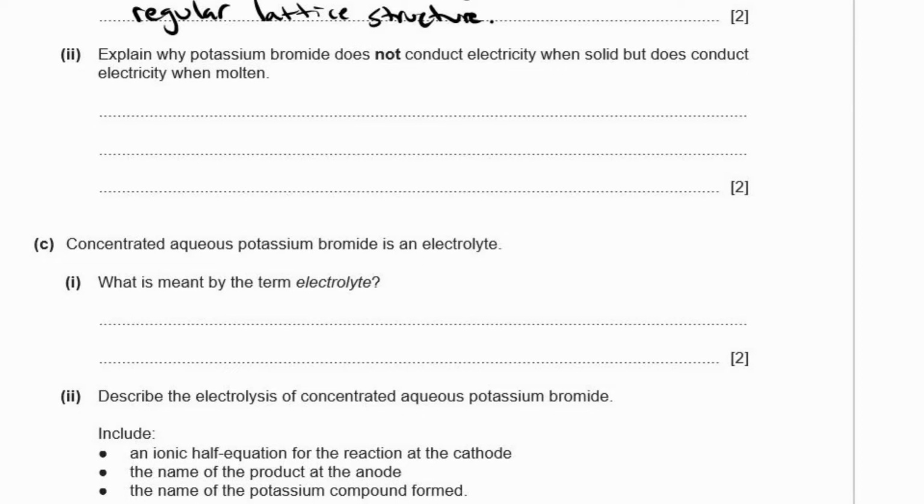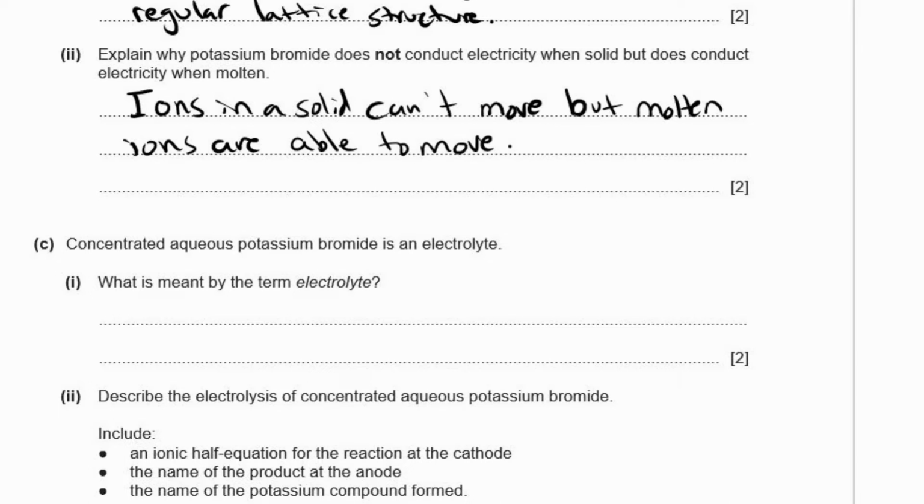3. Explain why potassium bromide does not conduct electricity when it's solid, but it does conduct electricity when it's molten. The reason why is because ions, when they're in a solid, can't move. But when they're molten, they are able to move. So ions in a solid can't move, but molten ions are able to move.